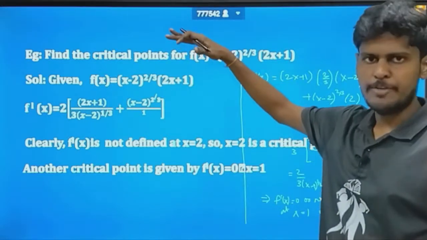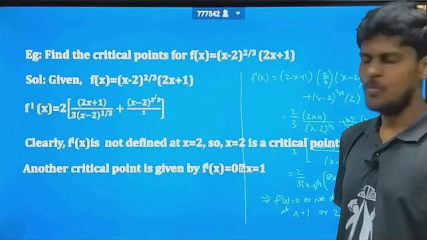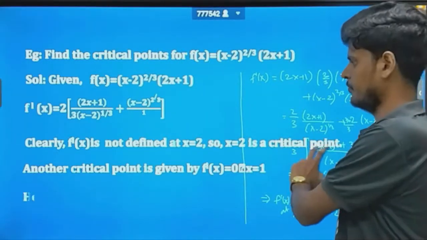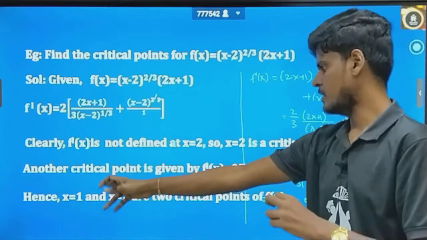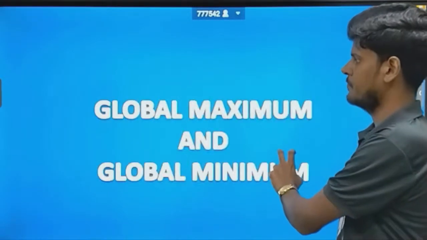For the same question, if you have to find stationary point, that means f dash of x equal to 0. So we will only have one point, that is 1. Hence x equal to 1 and 2 are critical points of f of x.